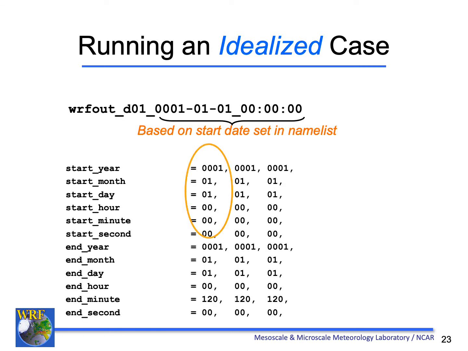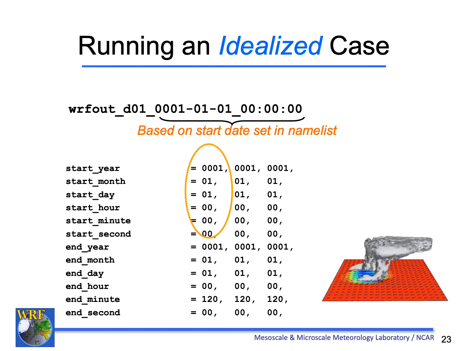This is showing here on this slide. If an idealized case requires radiation physics, then a proper date specification may be important. The image on this slide shows a three-dimensional plot of the simulated supercell at hour 2.